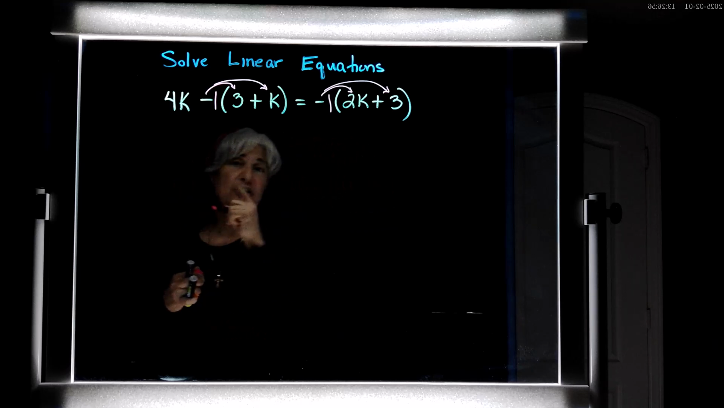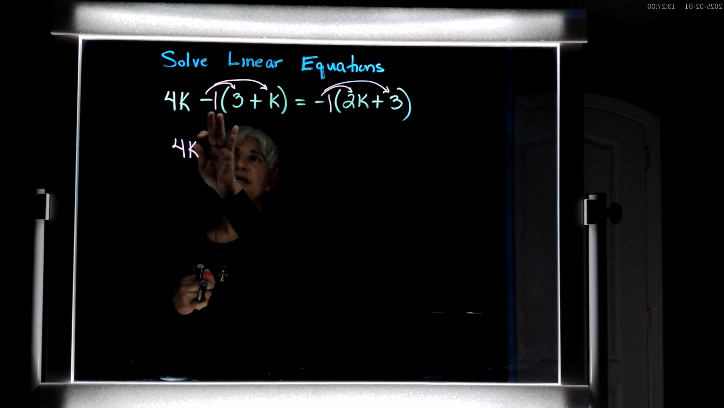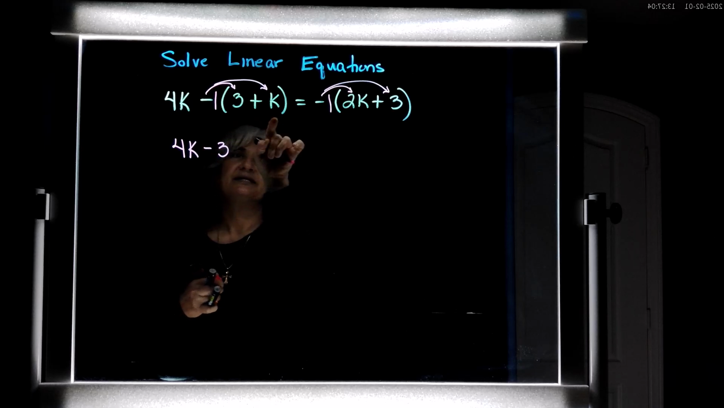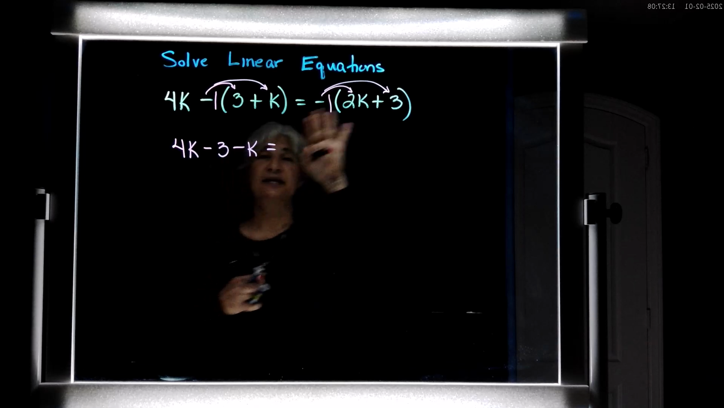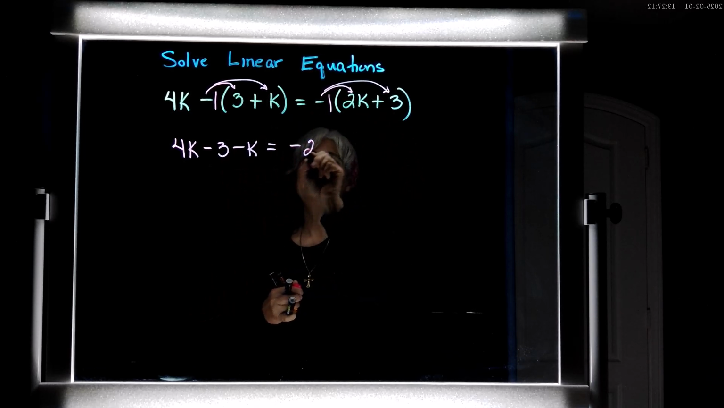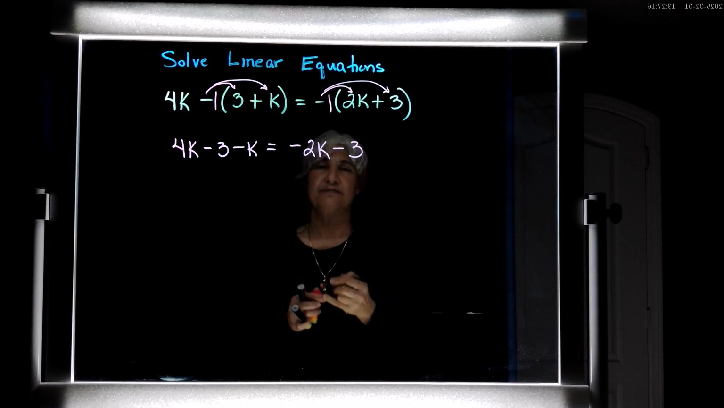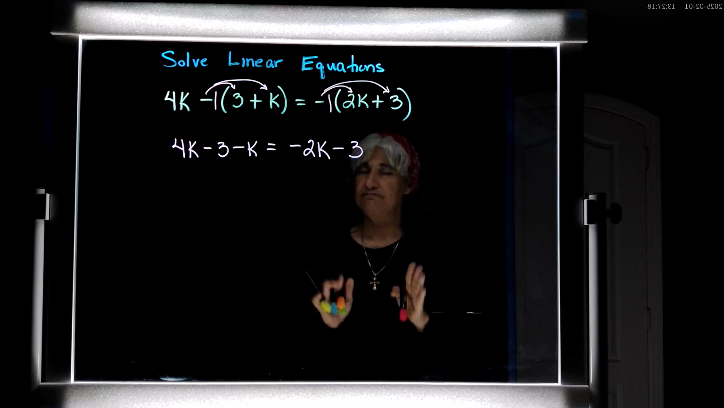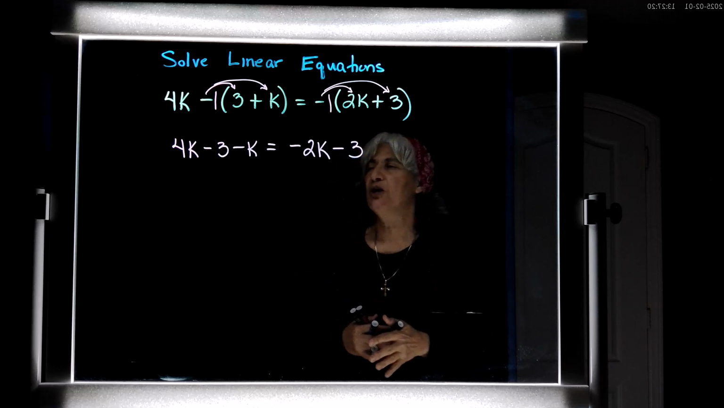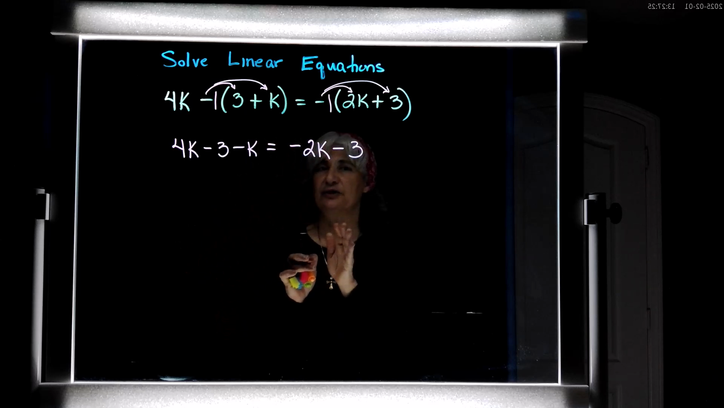Let's take a look. So 4k, good. And then this minus 1 times this 3. And then times this plus k. And then on the other side of the equal sign, I have now negative 2k and then minus 3. So far, so good? You with me? Loving it. Okay, so if we take a look, there's k's on the left and k's on the right.